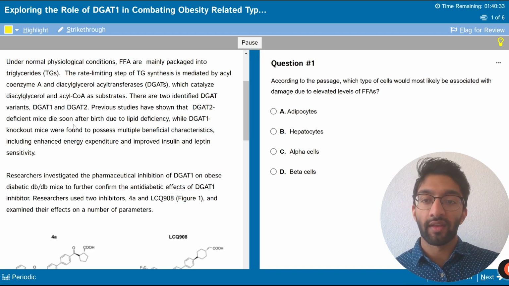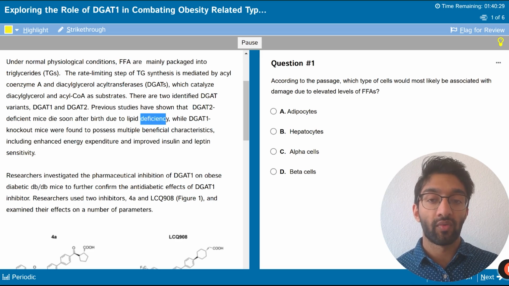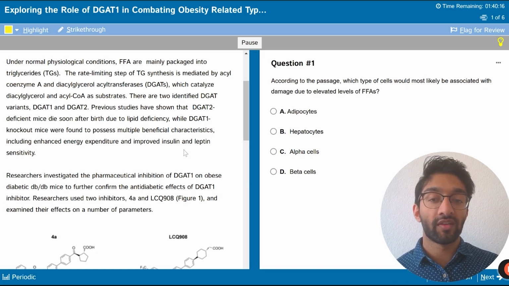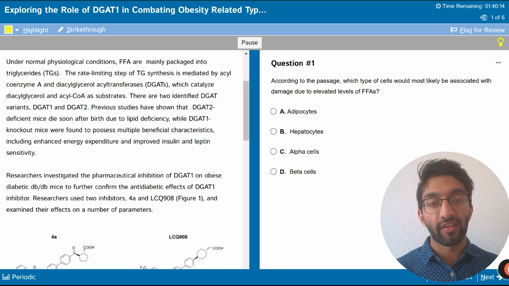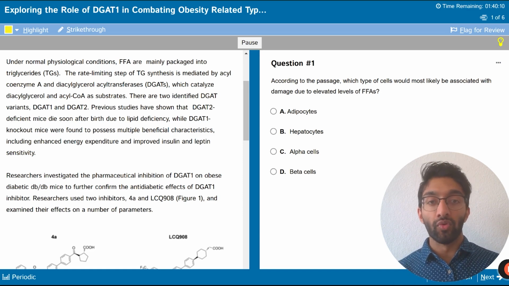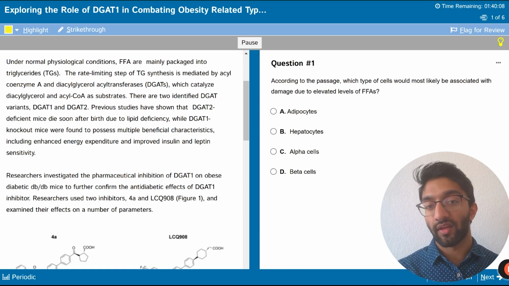What we see here is that mice that don't have DGAT2 actually die soon after birth because they don't have enough lipids. On the other hand, mice that don't have DGAT1 have a lot of beneficial characteristics: increased energy expenditure, and more sensitivity to insulin and leptin. And we know that in obesity and diabetes, one of the biggest problems is that you lose this sensitivity to insulin and leptin.